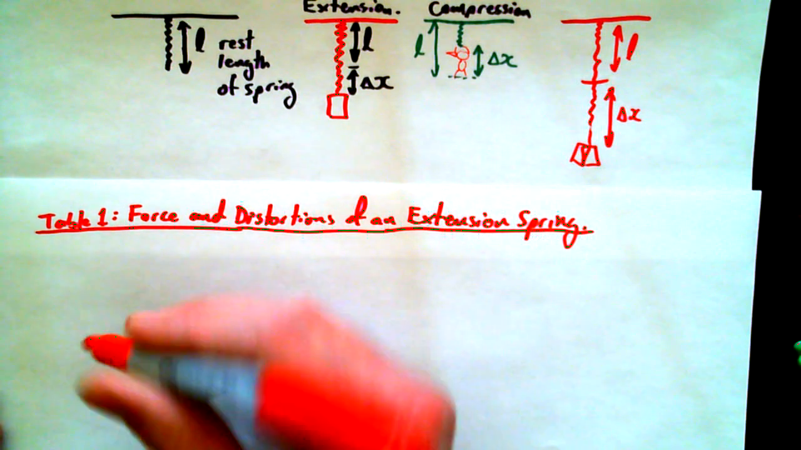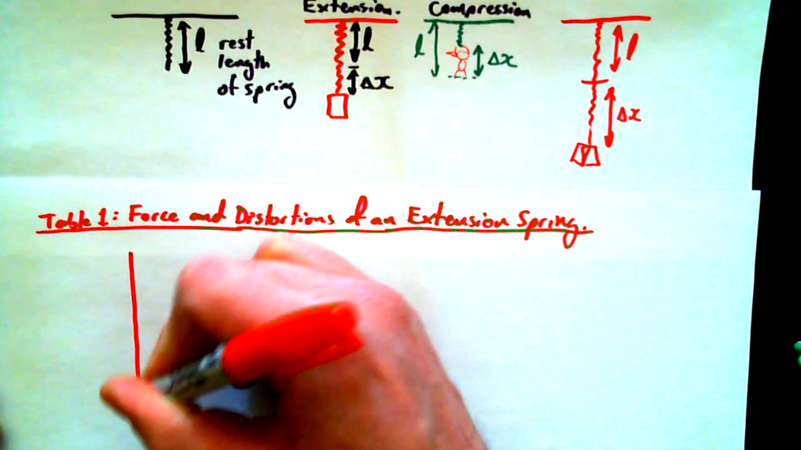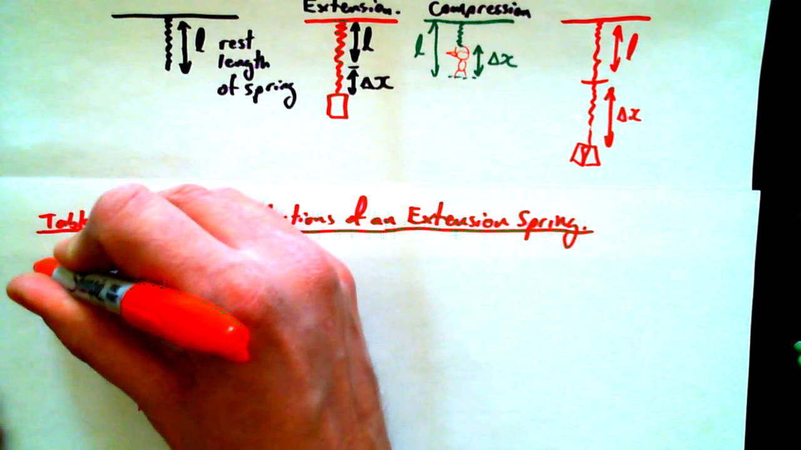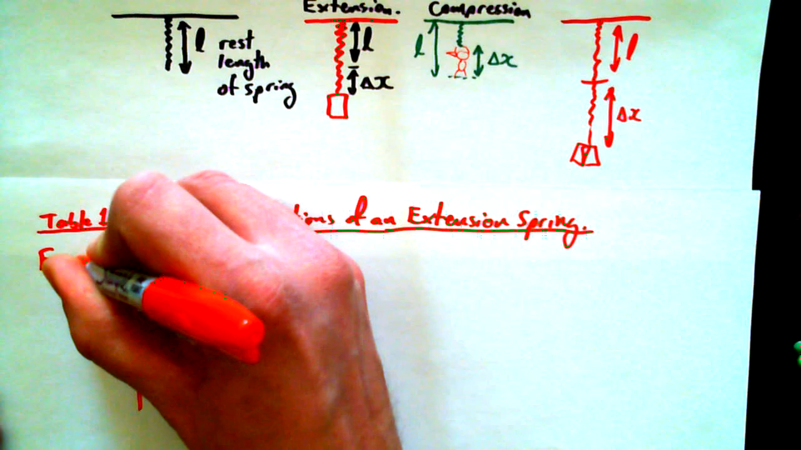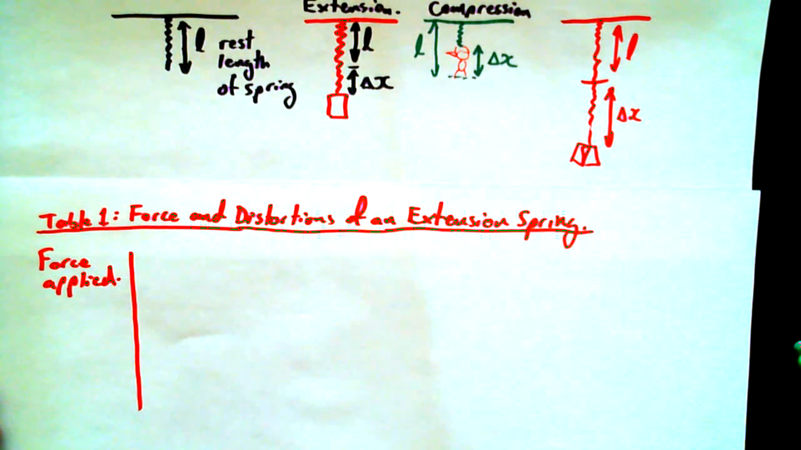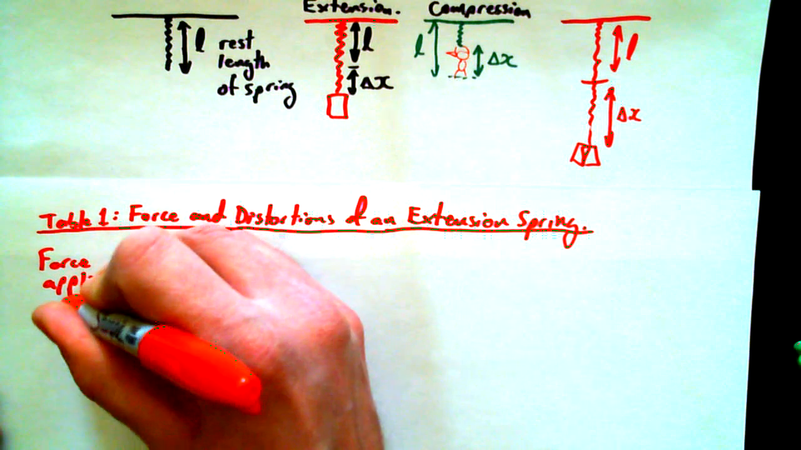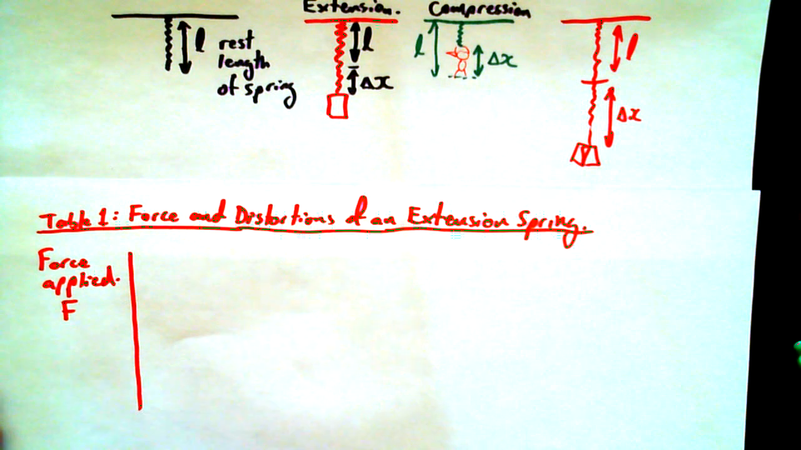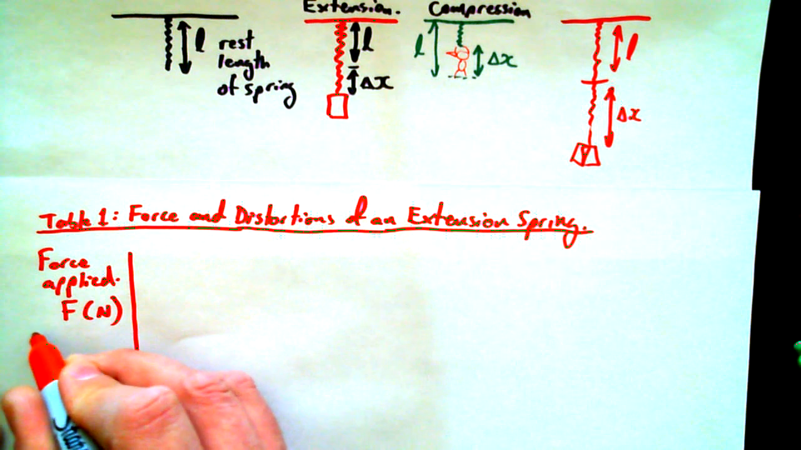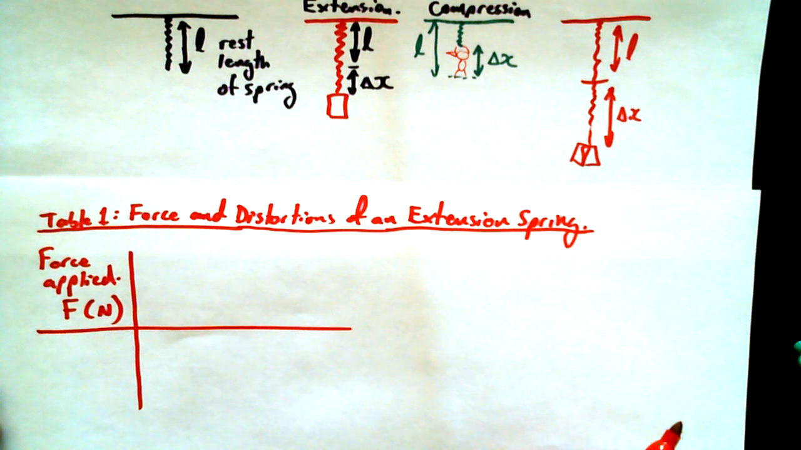Anyway, a nice title, a nice table like this, you might have one column header might be force applied, or we might call it F, and you might have units of newtons. Some people want to call it not force applied, but spring force or something like that. That would be a nice descriptive header. You know, we could call it lots of different things.